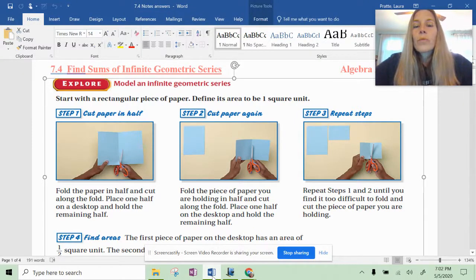So when you were doing a formula for the rule, you can use that for finite or infinite. However, when you're finding a sum for a finite geometric series, you can use that formula that we had done in the last set of notes. However, obviously, if you're trying to find the sum of an infinite geometric series, it's a little bit different.